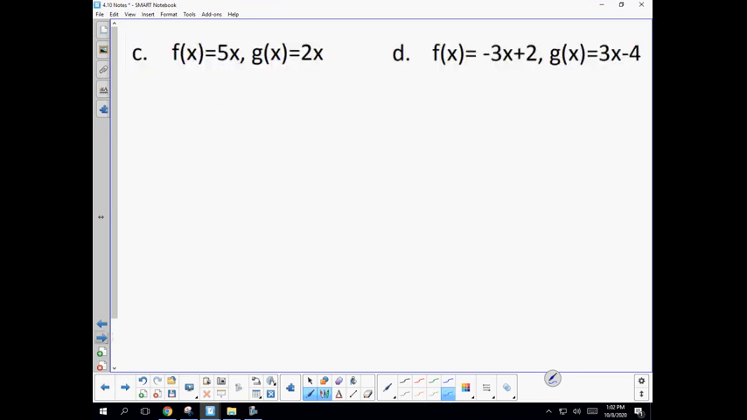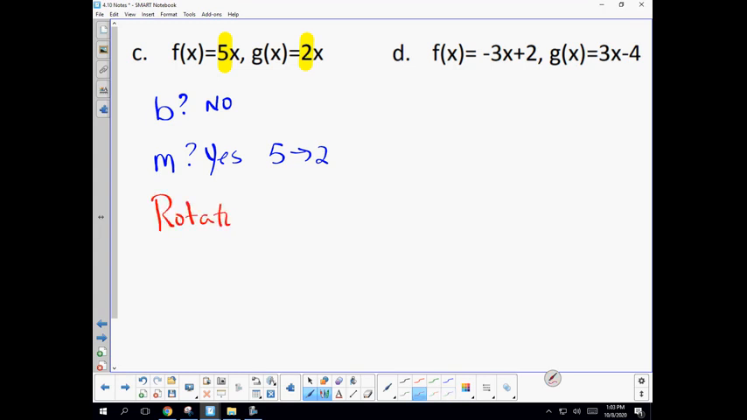Let's look at letter C. f of x equals 5x and g of x equals 2x. So if we look at these slopes, the 5 changed to a 2. But let's look at the b's. Did the b change? No. So there's not going to be any translation. My m changed. It went from a 5 to a 2. So I know I have a rotation. And 5 to 2 is a decrease, so it is going to be less steep.